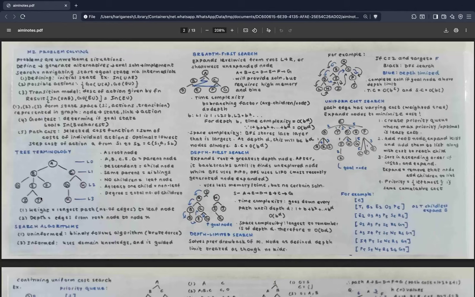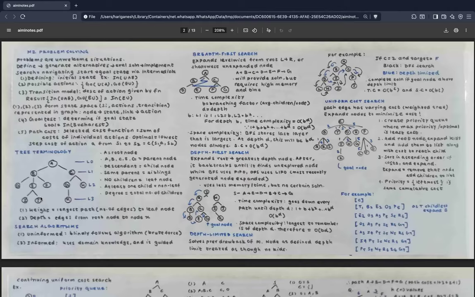So yeah, time complexity is also going to be O of B raised to the power of D here. Space complexity is probably not going to be the same as breadth first search because it's going to use a lot less memory. Or wait, no, it uses more memory. But regardless, easier to remember is it's O of BD.